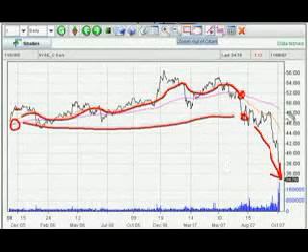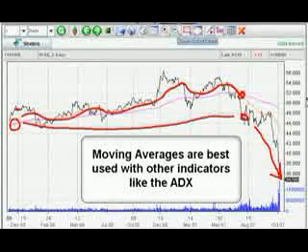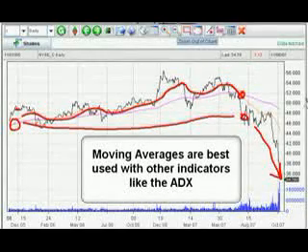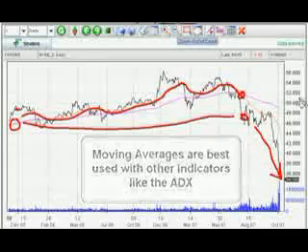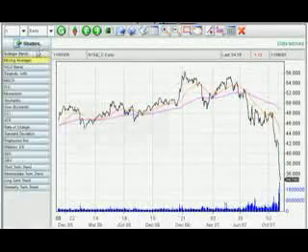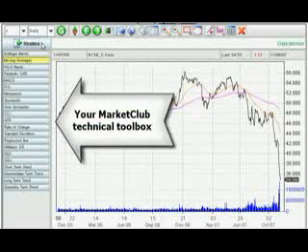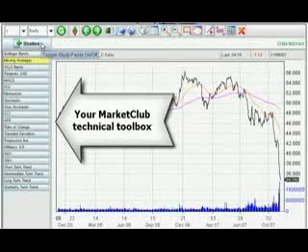Hey, this is Adam Houston with a very quick lesson on moving averages. Moving averages are best used with other indicators, such as the ADX and other tools that we have in our toolbox. As you can see, they're all here, and they're all meant to complement one another in the marketplace.